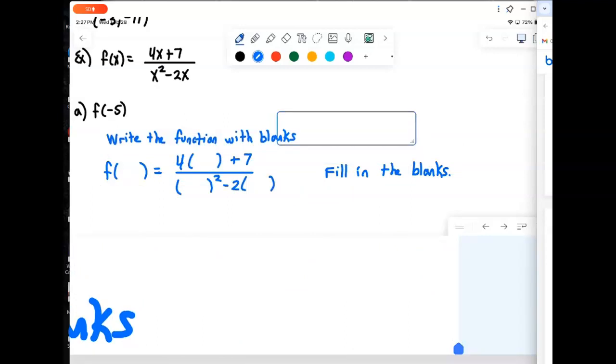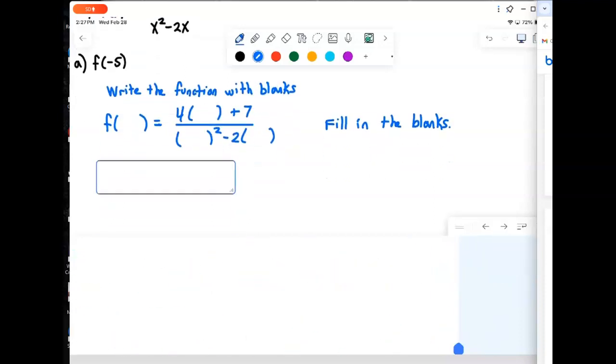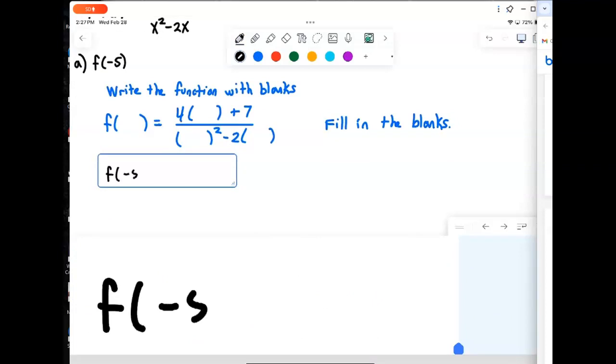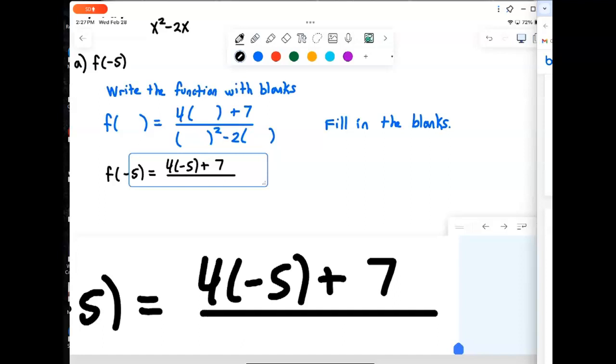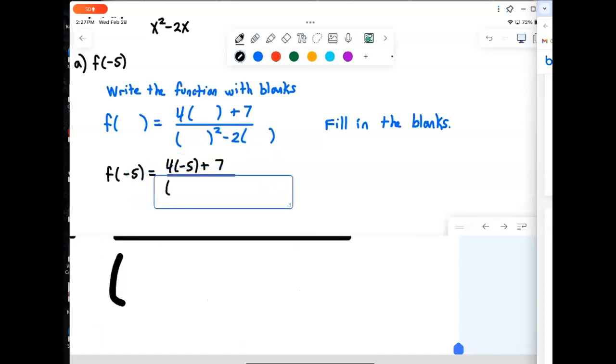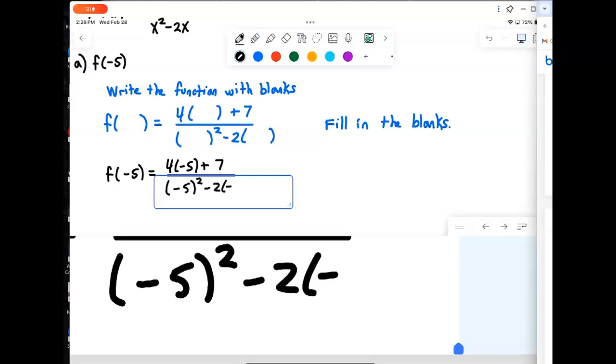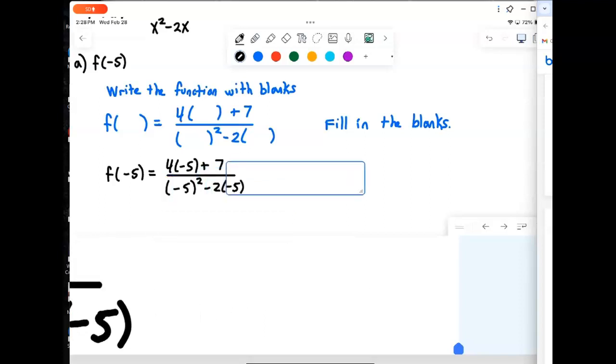Because a common mistake that people will make is they'll neglect to replace every variable part with that numerical value, or, as we're going to see in a moment, with a variable expression. So I'm just going to rewrite the whole thing here for illustration purposes, filling in every blank with negative 5. And then we just follow our normal order of operations to simplify, whether it ends up being a numerical value or something else.